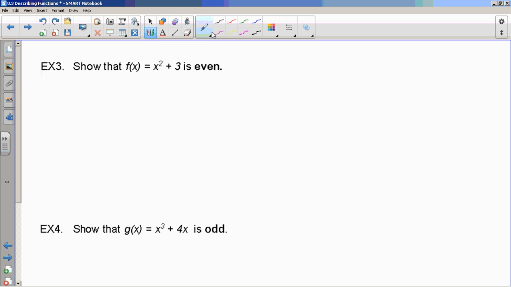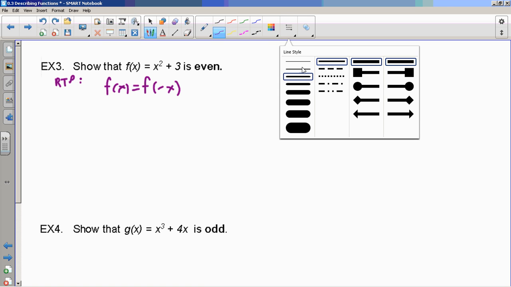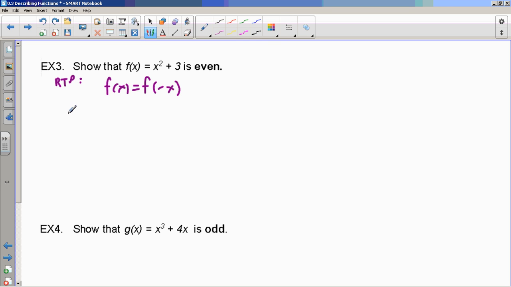Show that this function is even. So how can I show a function is even? I need to show, required to prove, that f at x equals f at minus x. This is what I want to show, right? Well, how am I going to show that? I'm going to treat this kind of like a trig identity from last year. The left side is just f at x, which is just x squared plus 3, right? The right side must be equal to this somehow.